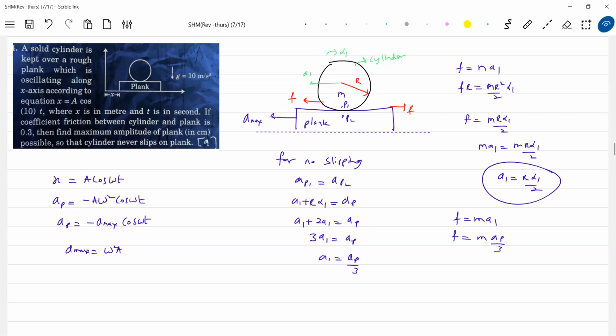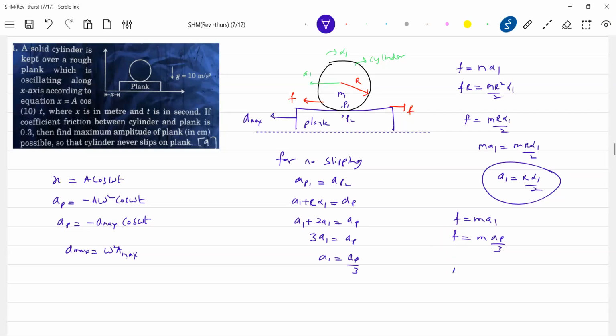As I keep on increasing the amplitude, the acceleration will also increase. Let me introduce A max. As I increase the amplitude, the maximum acceleration will also increase. The acceleration of the plank will also increase. So what is the maximum permitted value of this rolling friction?